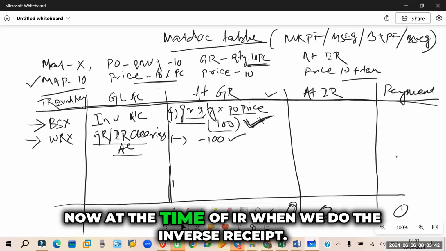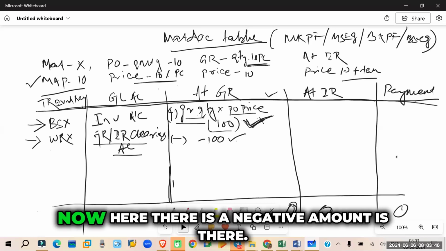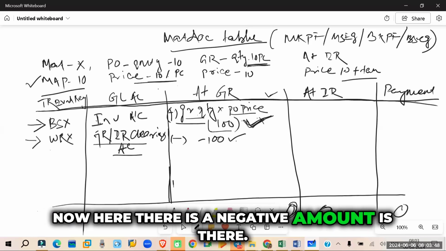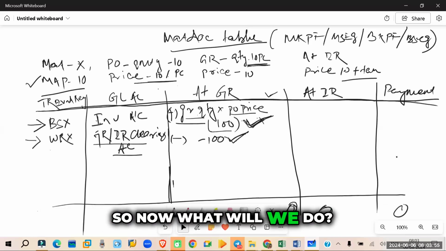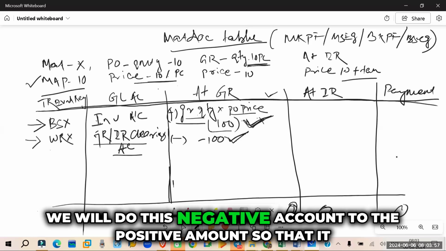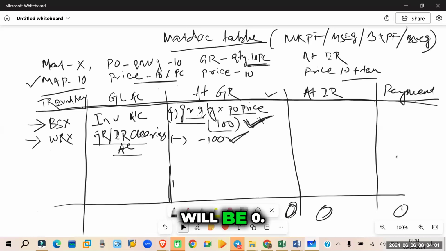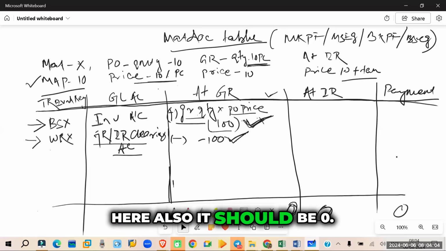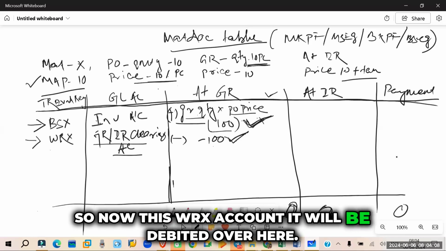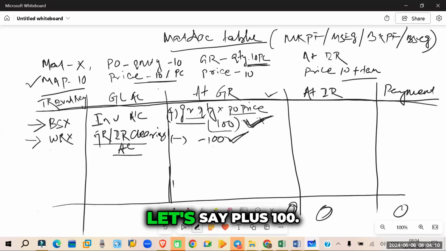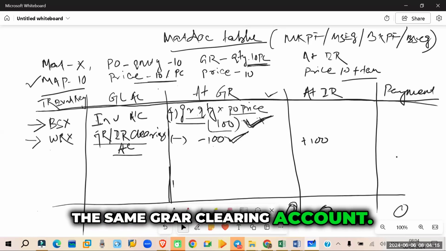Now at the time of IR, when we do the invoice receipt, here there is a negative amount. So now what will we do? We will turn this negative amount into a positive amount so that it will be 0. Here also it should be 0. So now this WRX account will be debited over here, let's say plus 100, the same GRIR clearing account.